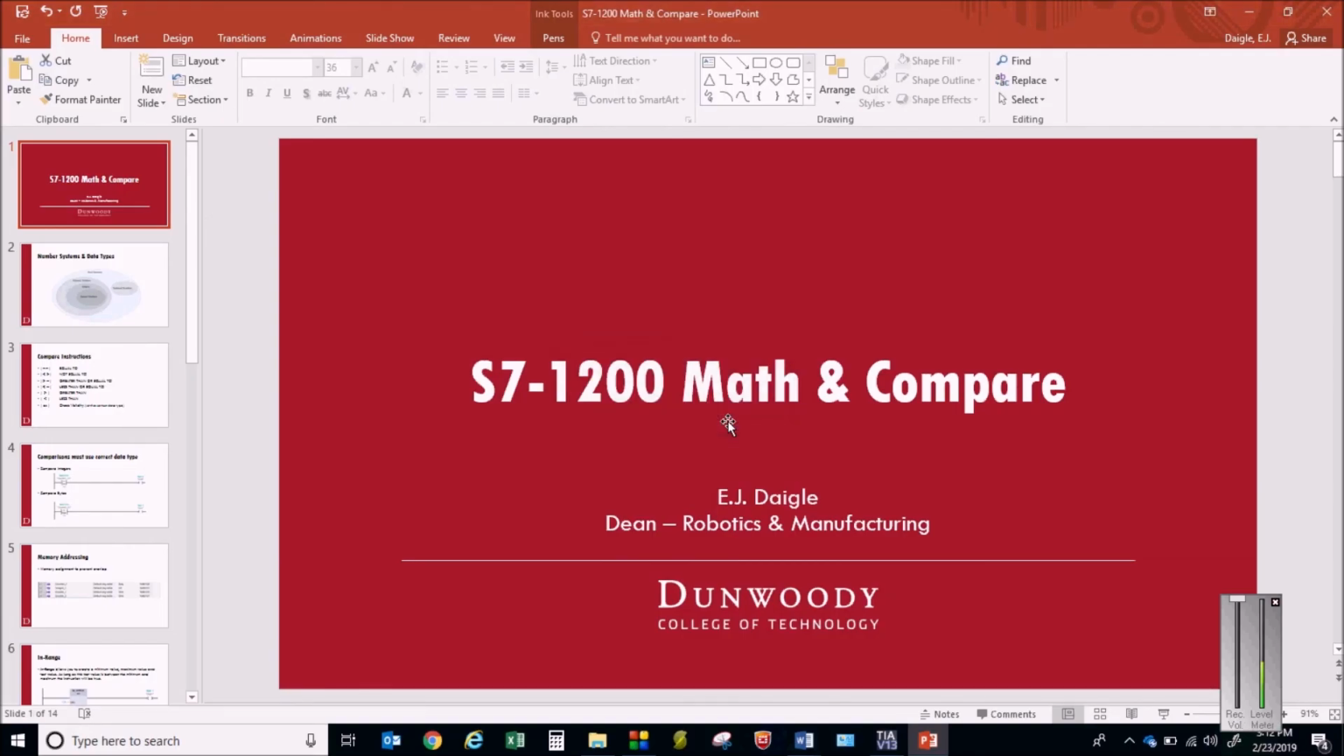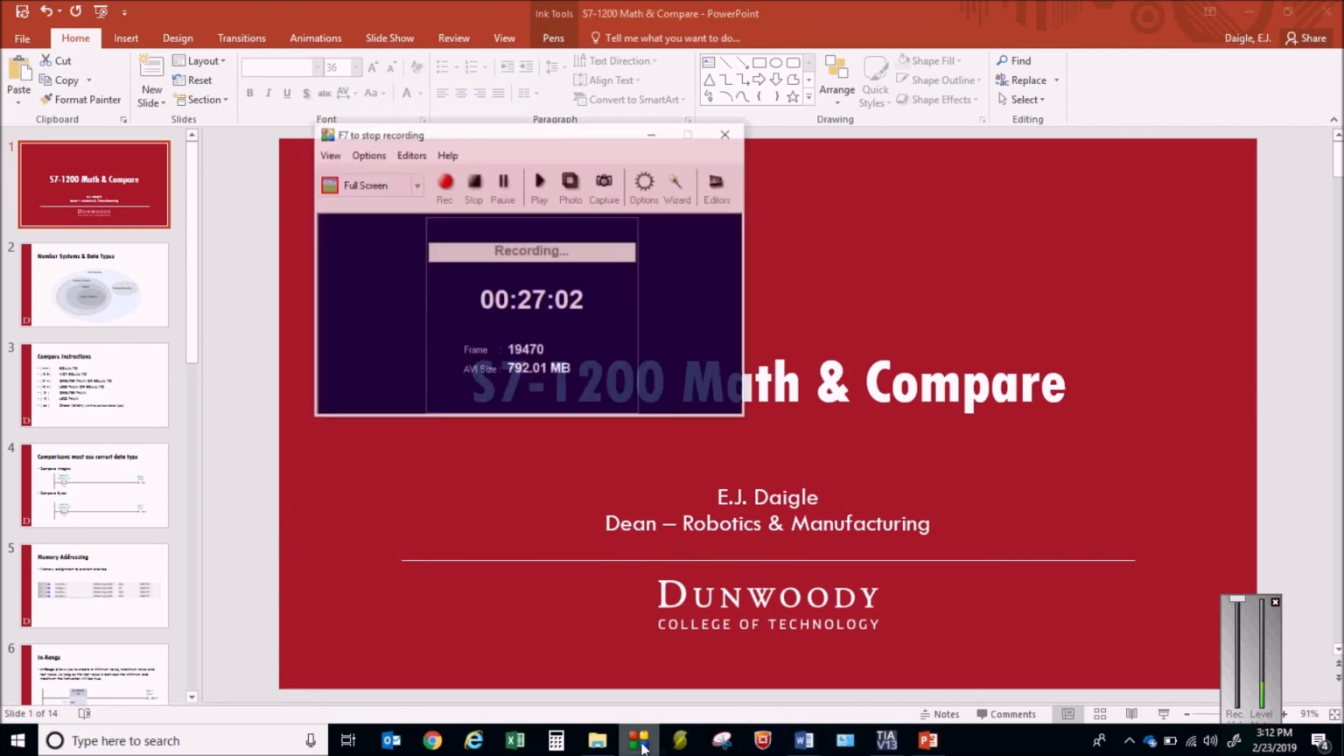And with that, I think that should prepare everyone for the basics of the math and compare instructions that you're going to see in the TIA Portal software when working with the Siemens S7 1200 PLC.